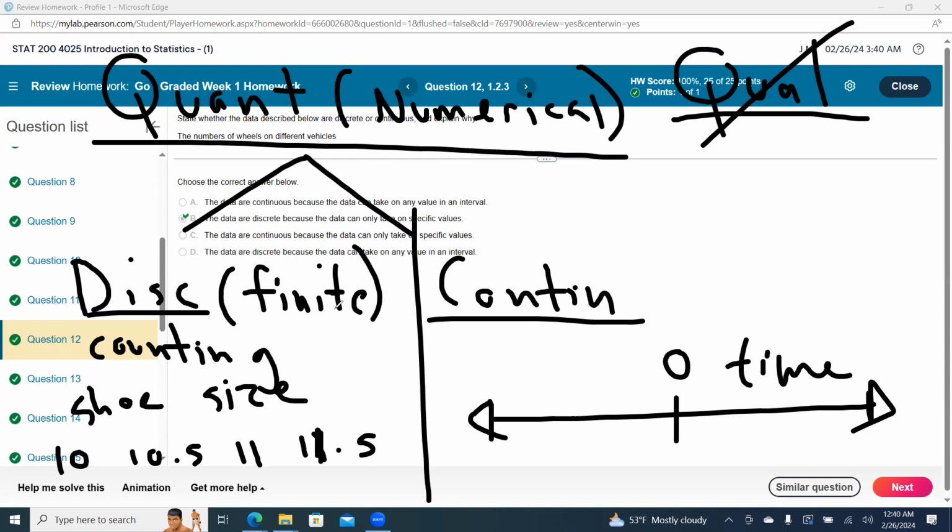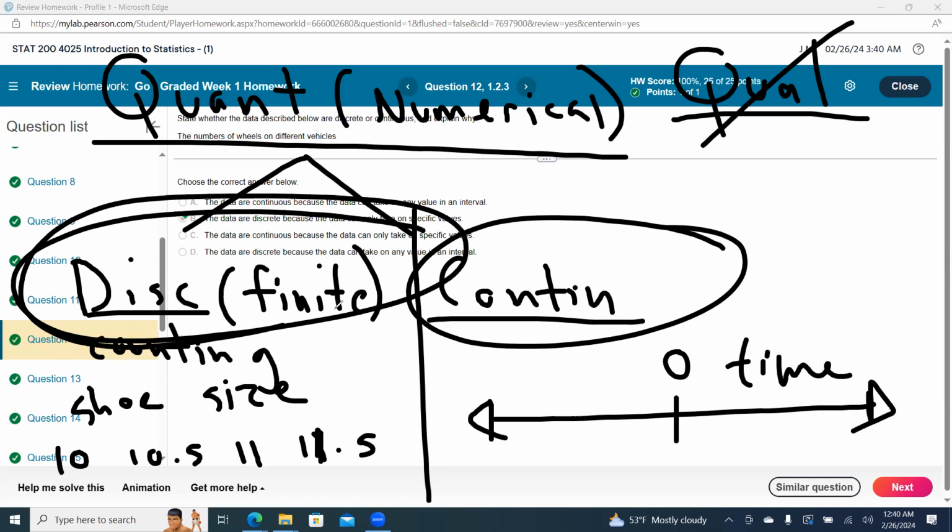Basically, if it's not continuous, it's always discrete. Is there a third category? The answer is no. Everything in statistics is continuous or discrete. And there are many little ways of looking at it like that. Continuous is a measuring system.